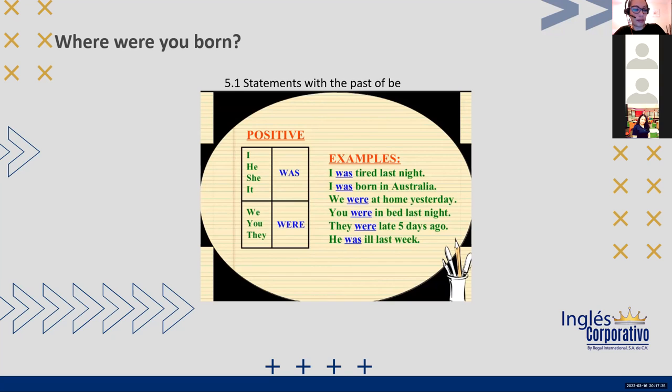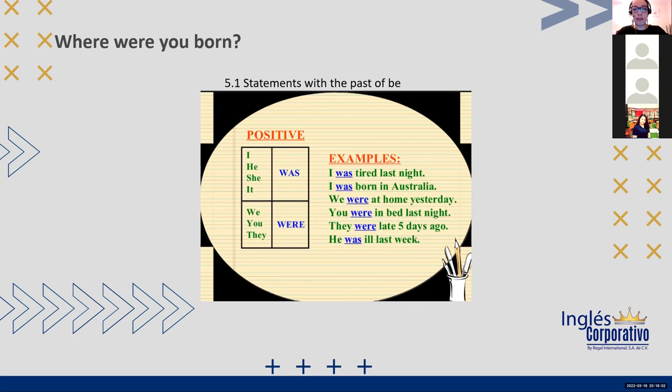I'm describing the kind of person that my father was. My father was a good man. And if I say, my best friend was at work yesterday, what am I inferring there?